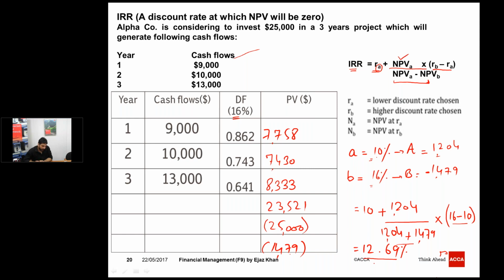Well, Uzair, you can take any rate as a first rate. For example, you might want to take 12% as your first rate. Just take that 12% rate and check whether you get a positive NPV or negative NPV. If you get a positive NPV at 12%, definitely you need to increase the rate to get the negative NPV. So the next rate should be higher than 12%, high enough that you can get a negative NPV. But if you get negative NPV at 12%, definitely you have to reduce the rate to get the positive NPV. So it's up to you which rate you take first.